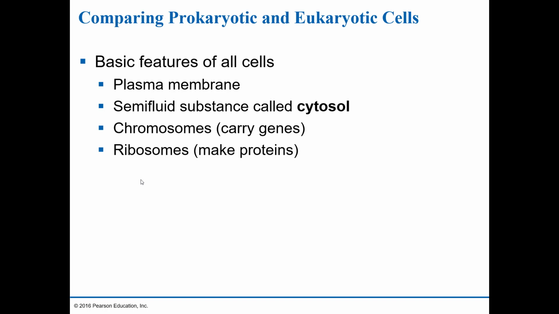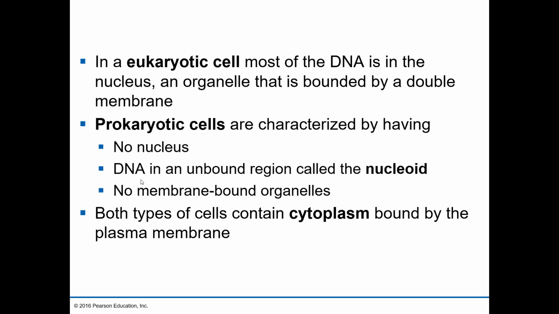Chromosomes are where genetics are found, right? That's our genes. And ribosomes are organelles that make proteins. In eukaryotic cells, most of the DNA is in the nucleus, and the nucleus is bound by a double membrane. Prokaryotic cells, though, don't have a nucleus. They just have DNA that's kind of squiggled around. It's like a ball of spaghetti. And they don't have any membrane-bound organelles.